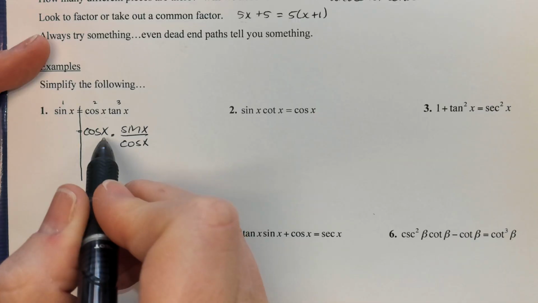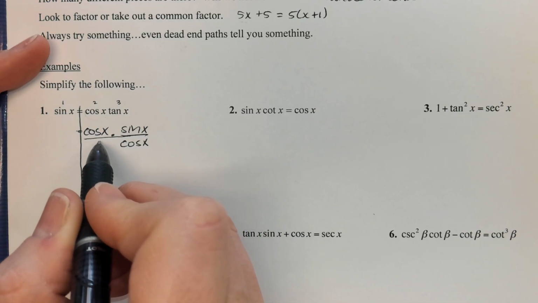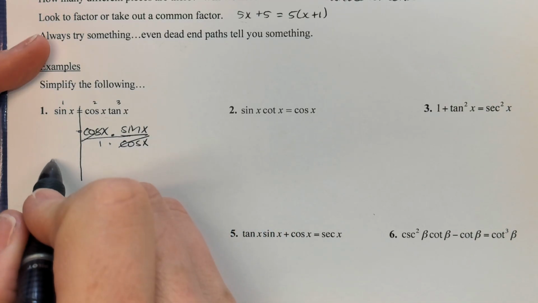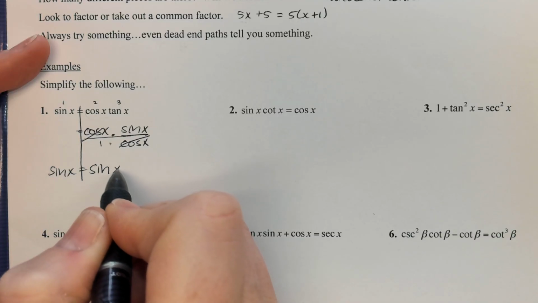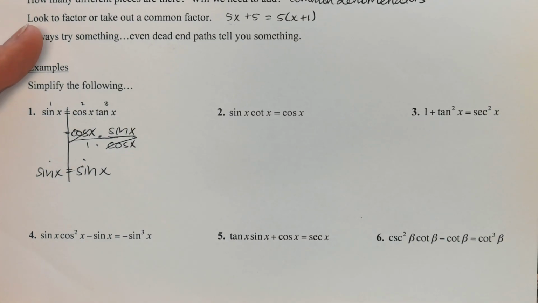When you multiply fractions, you multiply straight across. No need for a common denominator. This will just be a 1 under there. And the cosines will cancel, 1 on the top, 1 on the bottom. So I have sine is equal to sine. We just verified that what was on the right is indeed just sine x.